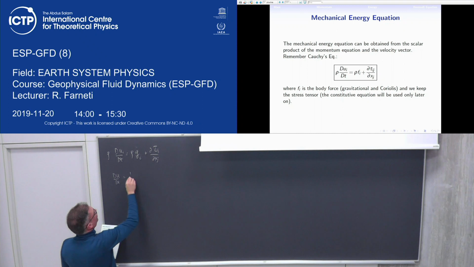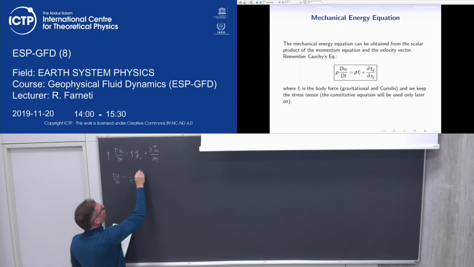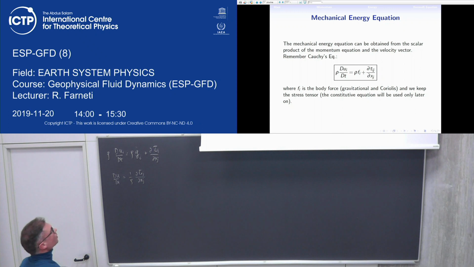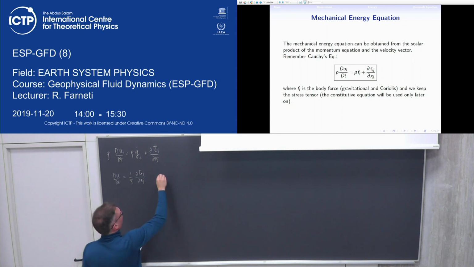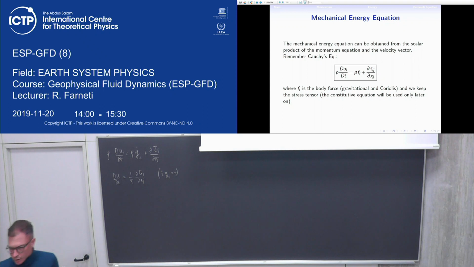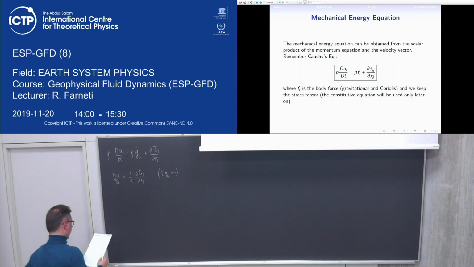equal to 1 over rho, the derivative of sigma, okay? Yes, just because we know that i is equal to 0, right? G has only one component in the k direction. So this is the x component of the Cauchy equation.